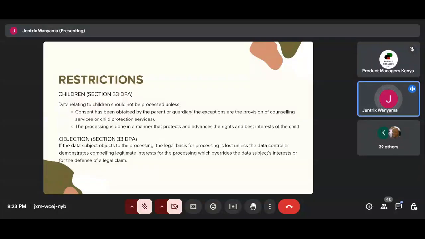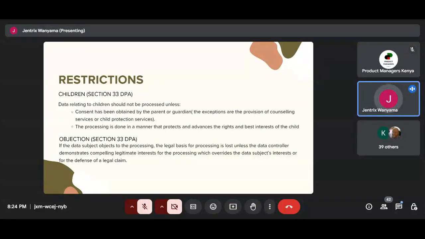Data relating to children should not be processed unless consent is obtained from a parent or guardian. Because they're children, you're not able to obtain consent from a child. So if you're processing data that has to do with a child, the consent needs to have expressly come from their parent or guardian. If you're in EdTech, games, or anything like that, if you're dealing with children, that's something you need to know and learn how to work into both your features and your agreements.